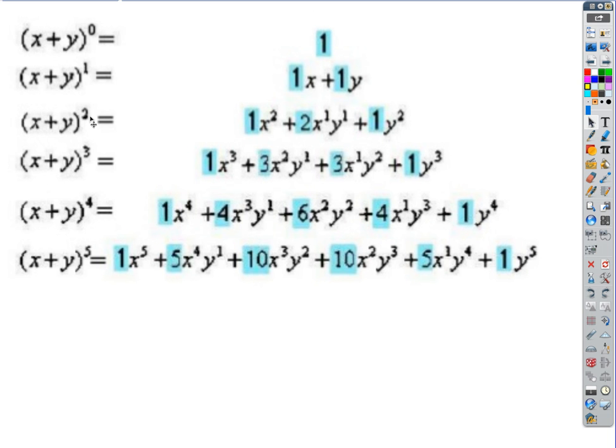(x plus y) squared. Go down to the next row. (x plus y) squared is 1x squared plus 2xy plus 1y squared. What do you know? The numbers in each row of Pascal's triangle become the coefficients. (x plus y) cubed is 1x cubed plus 3x squared y plus 3xy squared plus 1y cubed. It's so simple. Those are the coefficients.